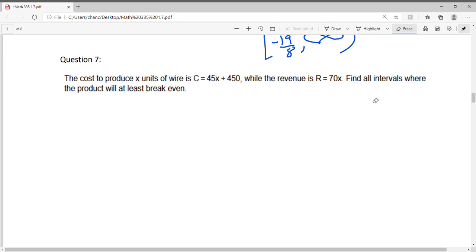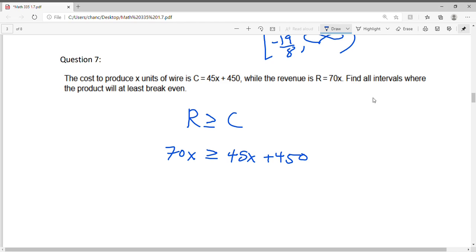Question 7. The cost to produce x units of wire is C equals 45x plus 450, while the revenue is R equals 70x. Find all the intervals where the product will at least break even. So in this case, I want to make sure that the revenue is greater than or equal to the cost. And in this case, we have 70x is greater than or equal to 45x plus 450.